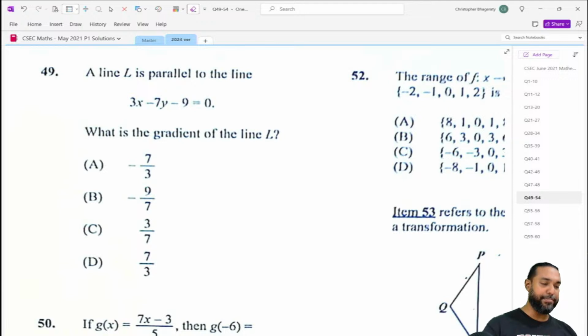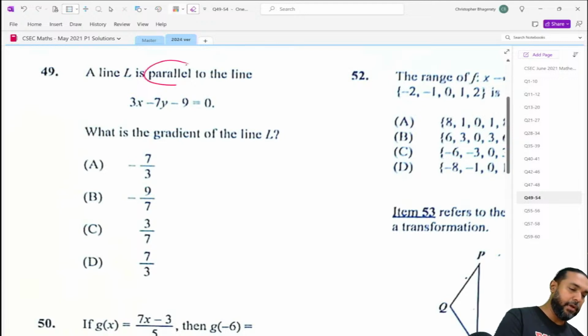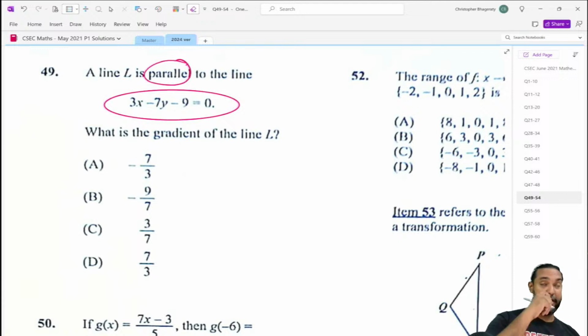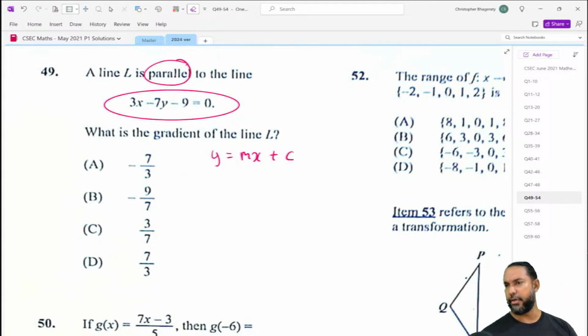A line L is parallel to that line there. When two lines are parallel, what do they have in common? They have the same what? Same gradient, right? Now, to extract the gradient from a linear function, either we have the function drawn and we could calculate, or 2 points, or we have to put it in the gradient intercept format, which is y equal to what? y equal to mx plus c. I'm hearing somebody logging in and out.